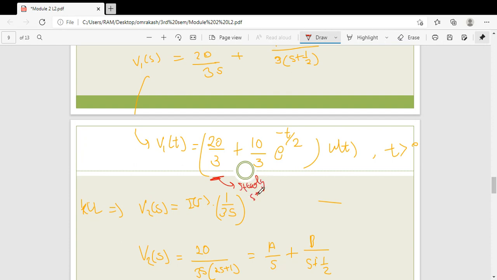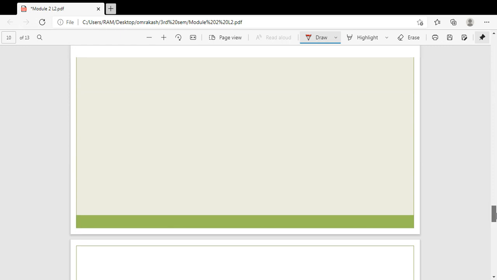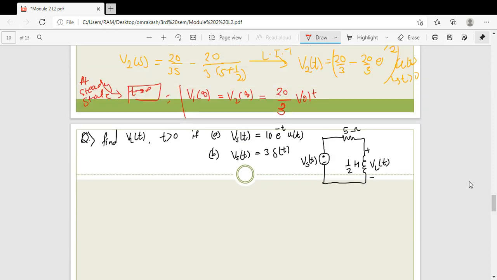Steady state output, and this is your transient, right? Transient output. Similarly, this is your steady state, and this is your transient, right? Steady state and transient.